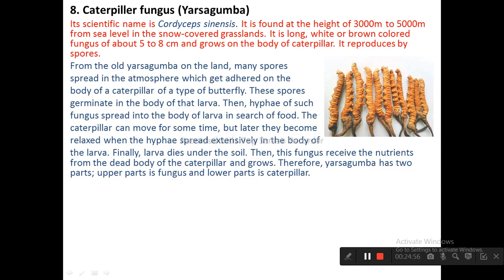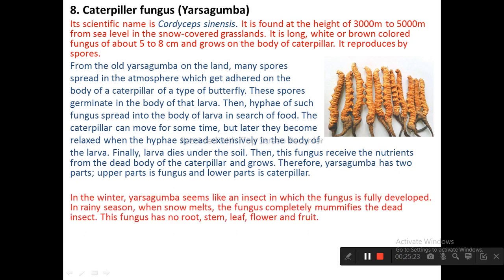These spores germinate in the body of that larva, then the hypha absorbs nutrients as the fungus spreads into the body of the larva in search of food. The caterpillar can move for some time but later they become relaxed when the hypha is spread extensively in the body of the larva. Finally, the larva dies under the soil. Then this fungus receives the nutrients from the dead body of the caterpillar and grows. Therefore, Yarsagumba has two parts. Upper part is fungus and lower part is caterpillar.